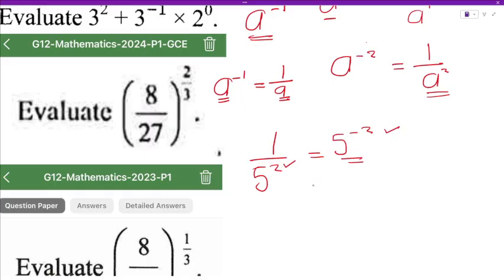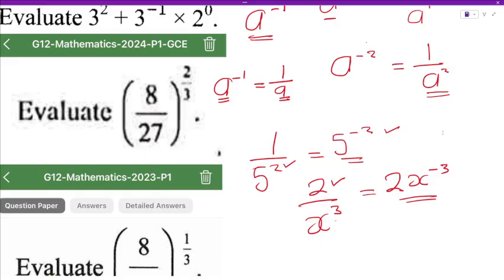Now what if on top you have something like a 2 and then you have an x here, x to the power 3? How do you rewrite this one as a negative index? You already have the 2 there, so just write it there, and then you add an x, and you change its power to a negative. That's how you rewrite a positive power as a negative power, and vice versa, just like that.